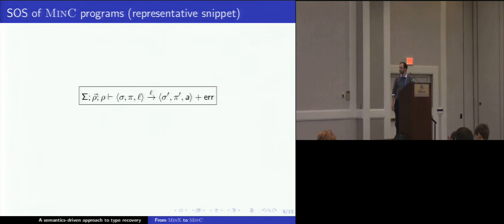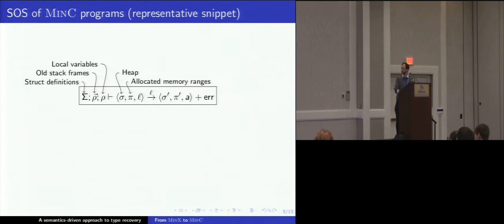The semantics are a little more complicated because we have to carry around a lot of state. But here, we are looking at a MinC lval, and we're going to reduce it to an address. And we have to carry around our local variables, rho, our old stack frames, rho vector, our struct definitions in sigma, our heap in small sigma, and for memory safety, our allocated memory ranges. Also note that MinC programs can go wrong, so they can actually reduce to an error state.